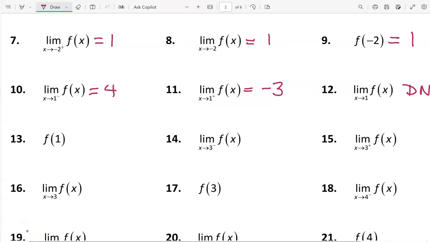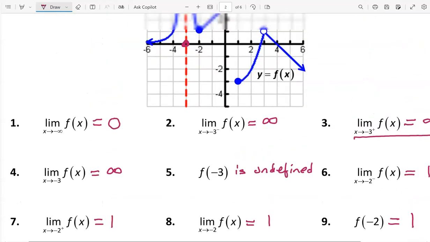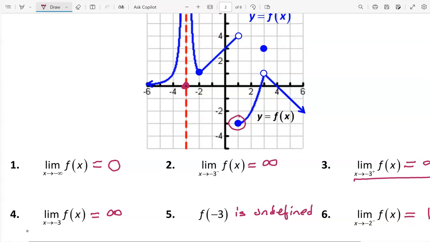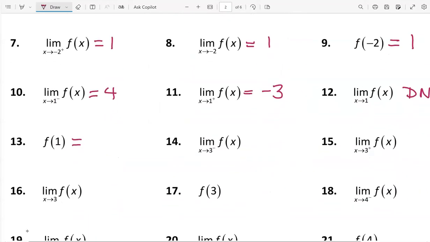In number 13, we're looking for the value of f of 1. This is the value of y at x equals 1. So if we find that point on the graph when x is equal to 1, the y value of the function is negative 3. So f of 1 is equal to negative 3.